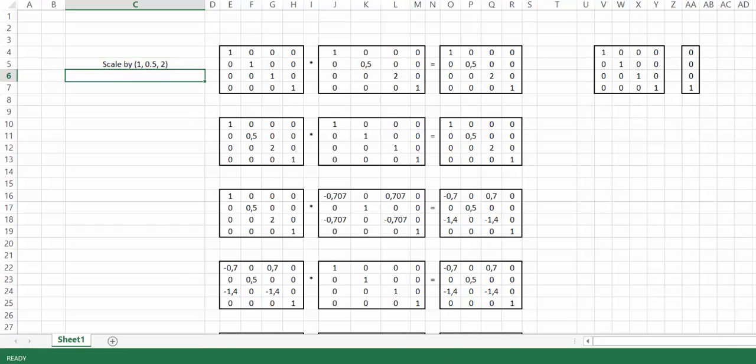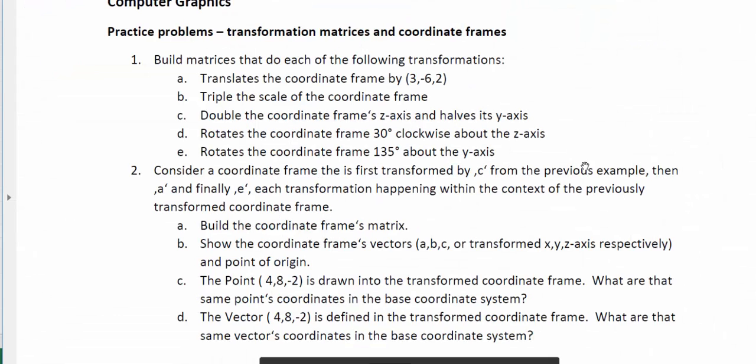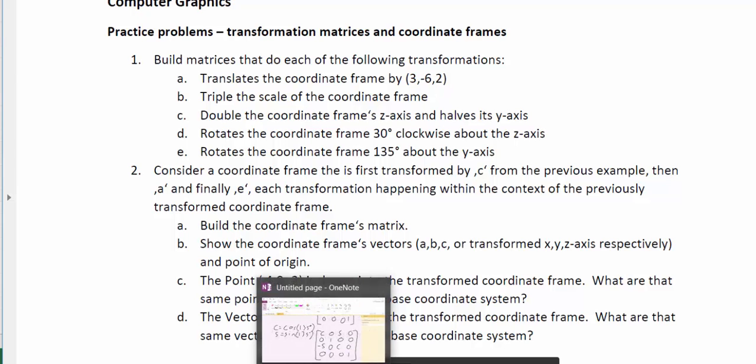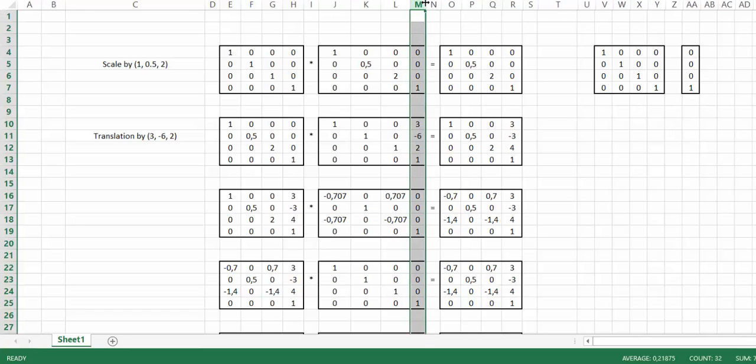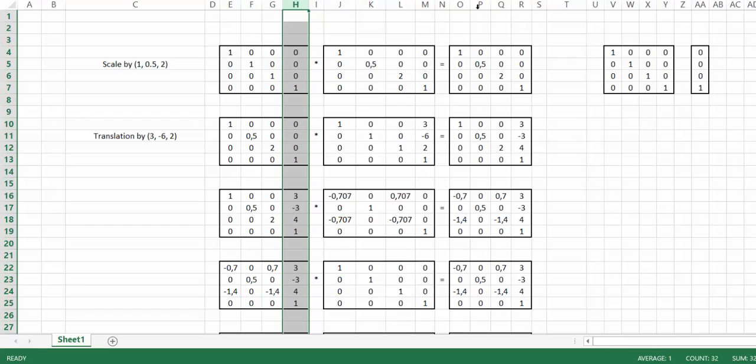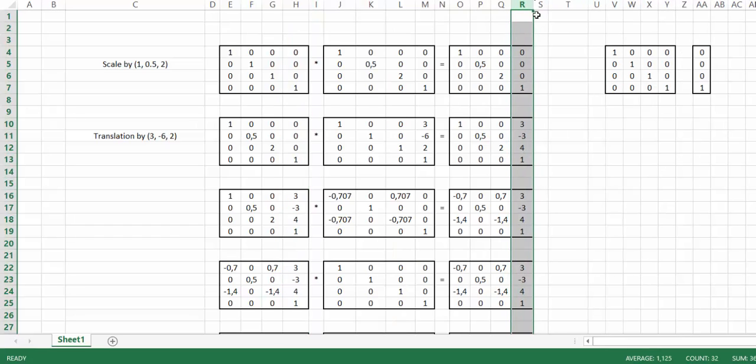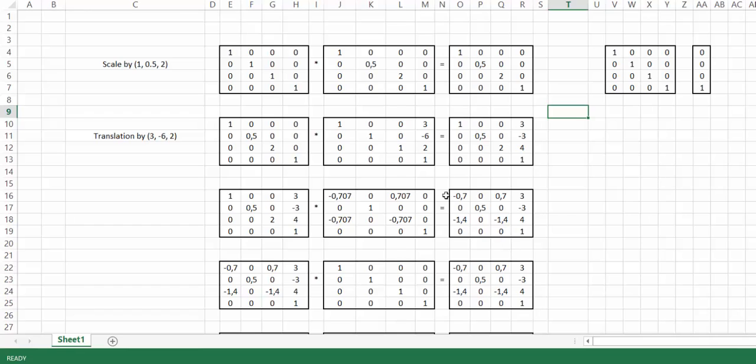Okay, then by A, which translates the coordinate frame by 3, minus 6, 2. So, translation by 3, minus 6, 2. Let me simply put 3, minus 6, 2 here. Let's make this a little bit wider as well, to make sure everything's legible. Okay, and then the resulting matrix is this.